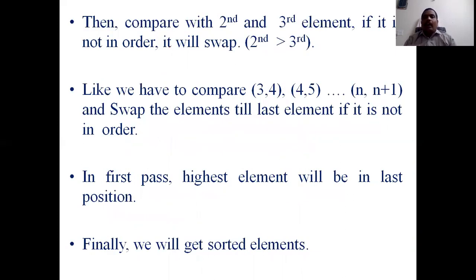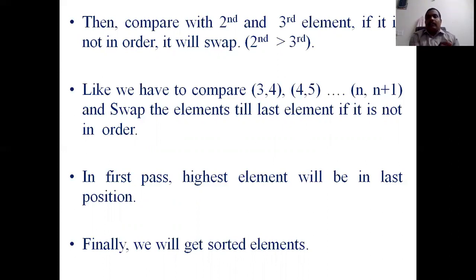Like that, we have to compare the second and third elements, the third and fourth elements, and so on, the nth and n plus 1 element. After swapping, what we get is one pass, which means one complete set over all the elements. We know that we search for an element in a linear way, from the first element to the last element. Similarly, we will check the entire array. So for the implementation of bubble sort, we will consider an array.